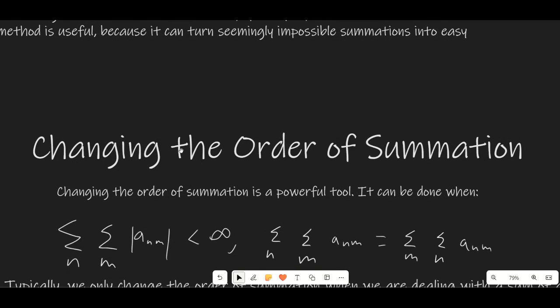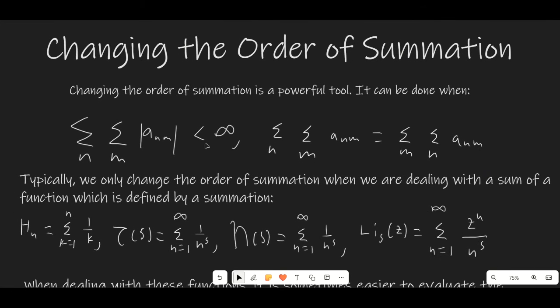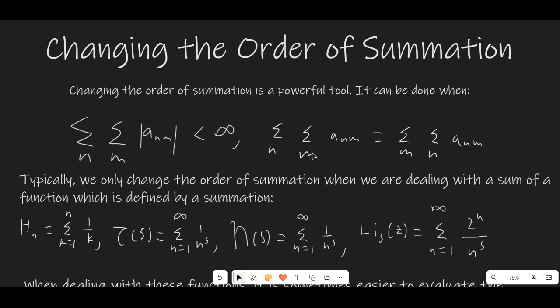Now let's talk about an even more powerful trick: changing the order of summation. Let's say we have some double summation. On the inside, it's the sum from m equals 1 to infinity, and on the outside, it's n equals 1 to infinity. We can change the order of summation from summing m first and then n to summing n first and then m whenever the sum of the absolute value of a sub n,m is less than infinity. So if you replace your summand with its absolute value and it still converges, then you're all good, and you can switch the order.